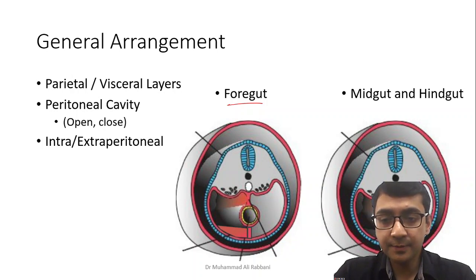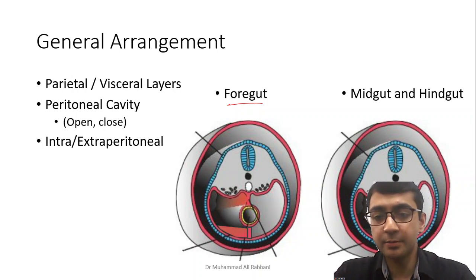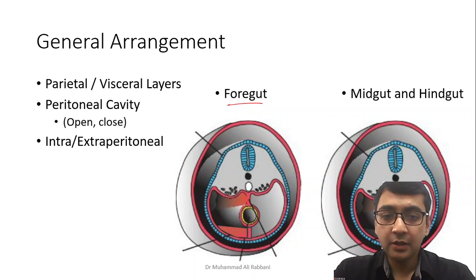So this female genital tract gives a potential pathway for the passing of the ovum, and also for the passing of inflammation. If there is ascending pelvic inflammation, it may go inside.